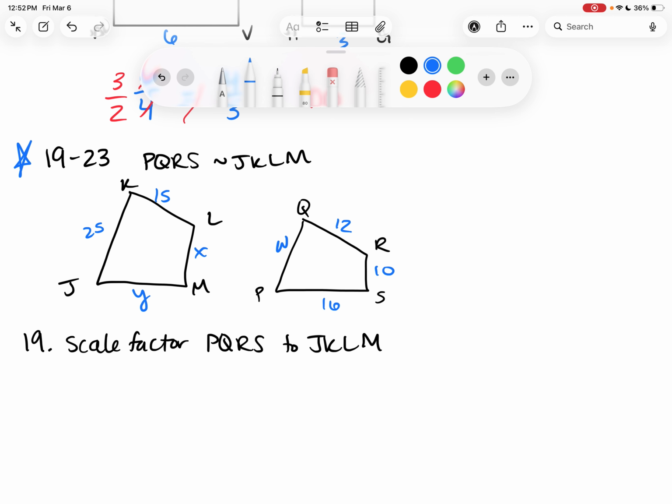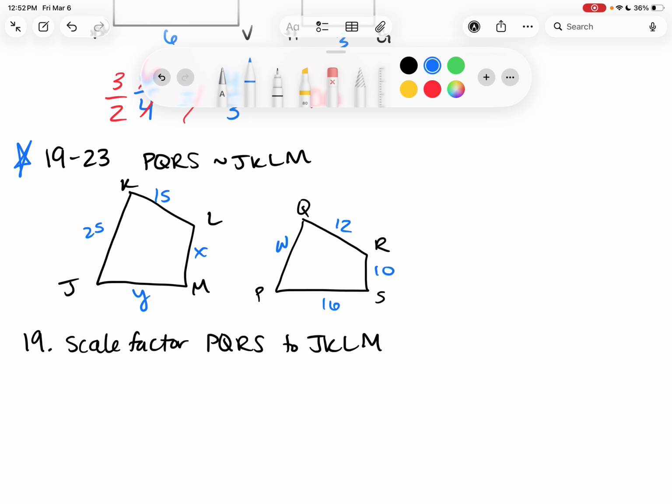So this means that I need to look at something that I have both of the values. And I say that because if you notice, I have a Y, I have an X, and I have a W here. So I need to look at the sides that don't have a variable because I can't relate them yet because I don't know what these values are. So the only sides where they're both a number and not a variable are these top ones. So I'm looking at KL and QR, but I need QR to be on top because it's PQRS to JKLM.